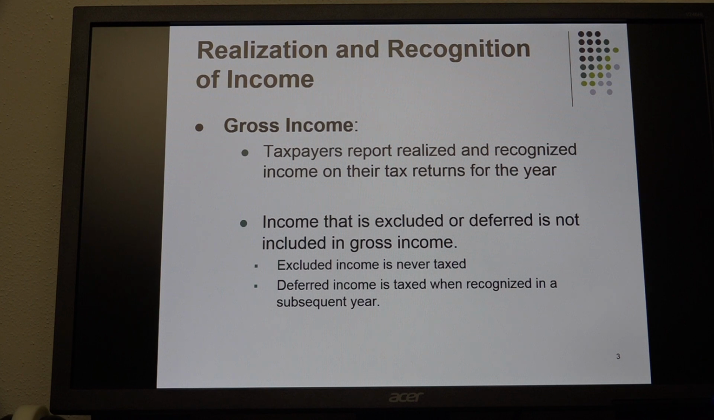And again, we have this all-inclusive concept of income. It's income from whatever source derived, and to be quite honest with you, wherever derived, even if it's not earned here in the United States. If you are a U.S. citizen, you earn the income overseas, with some exceptions, you have to include that income in your gross income.